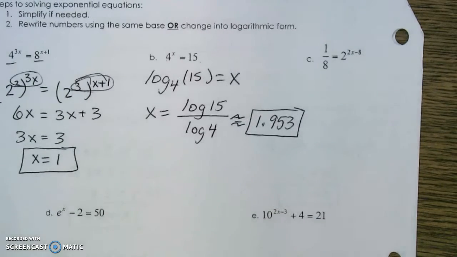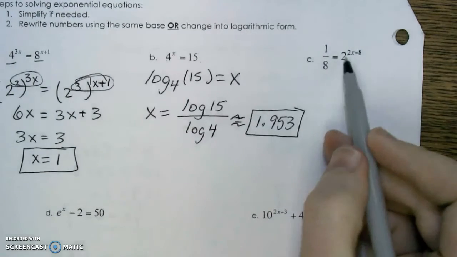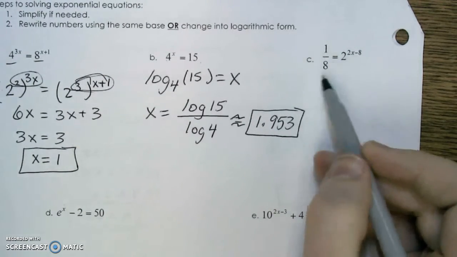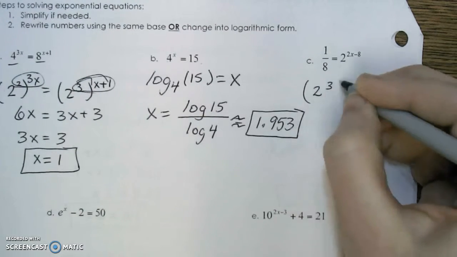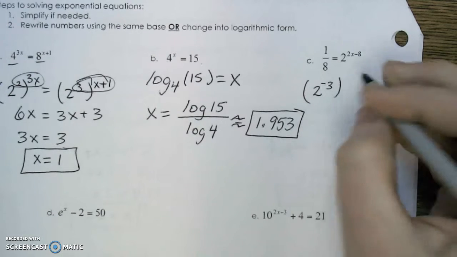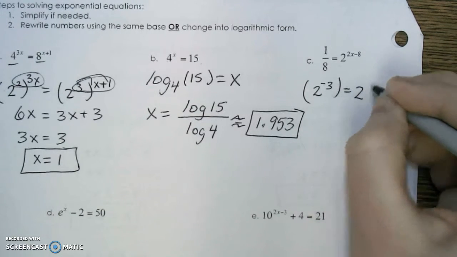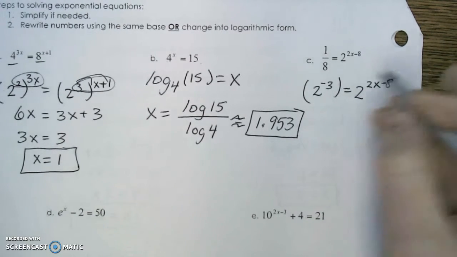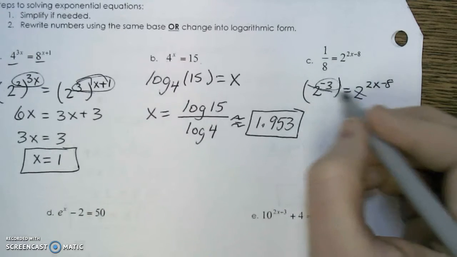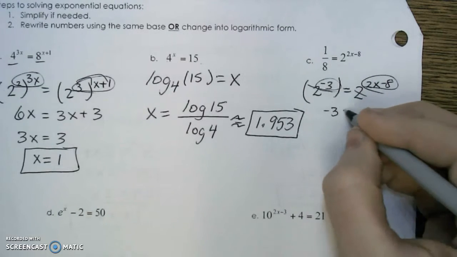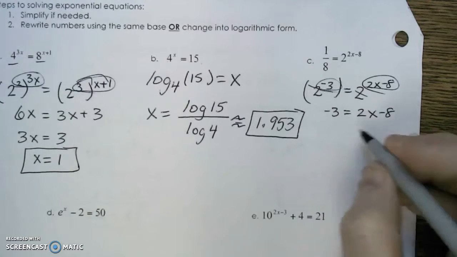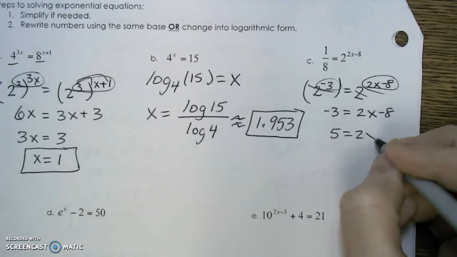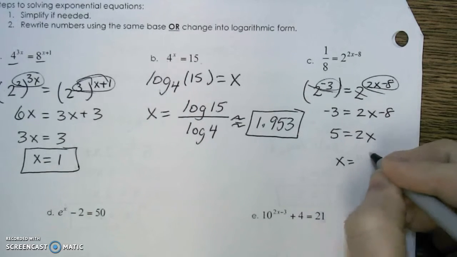Over here, it looks like we can get the same base because 8 can be written with a base of 2. So 2 cubed is 8, but since it's on the bottom, it's a negative cube. And since the 2's match, you can set their exponents equal. So I have negative 3 equals 2x minus 8. Add 8 to the other side, and you get 5. Divide by 2, and you get 5 halves.